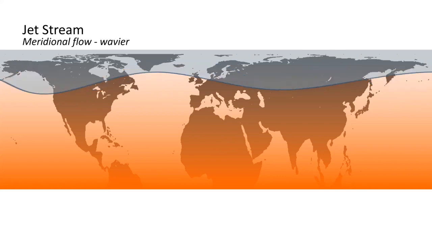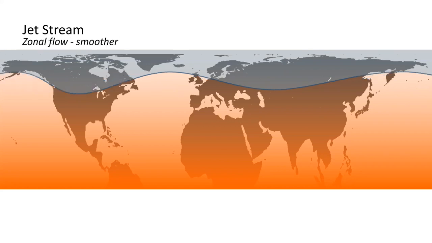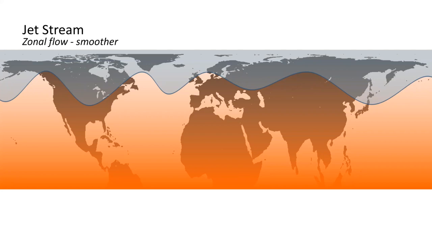And like I say, you can have a number of wavelengths as the polar jet stream goes around the globe. Meridional is wavier, even though the diagram doesn't show it. Zonal is smoother. I will fix this in the video edit come hell or high water.